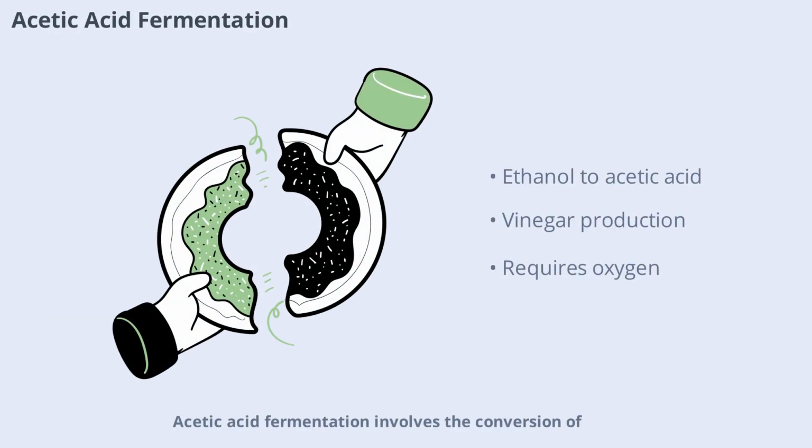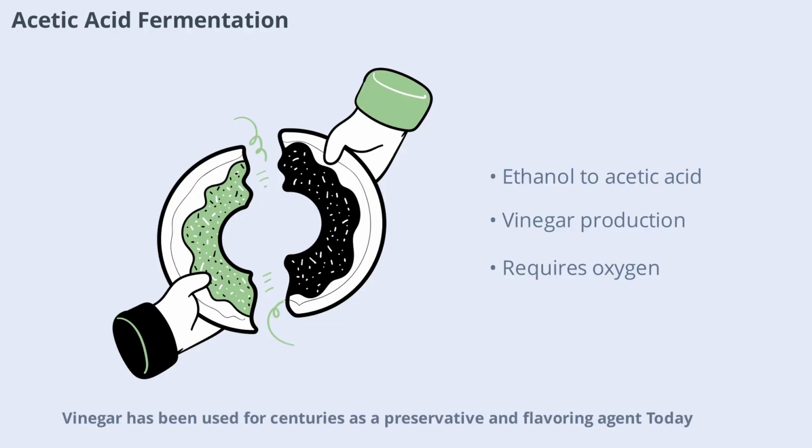Acetic acid fermentation involves the conversion of ethanol into acetic acid by acetic acid bacteria. This process is responsible for the production of vinegar. Acetic acid fermentation is aerobic, meaning it requires oxygen. Vinegar has been used for centuries as a preservative and flavoring agent. Today, it is produced on an industrial scale using controlled fermentation processes.